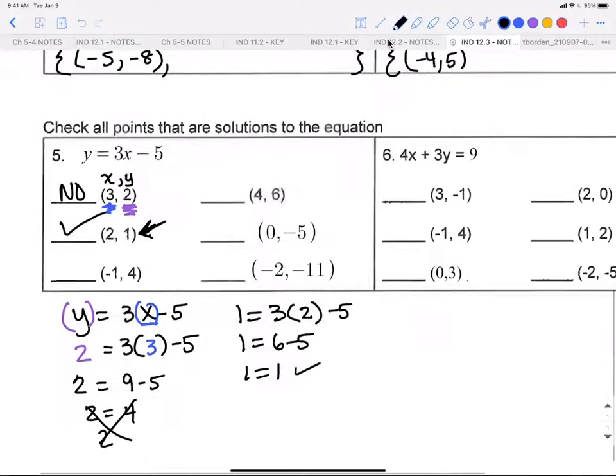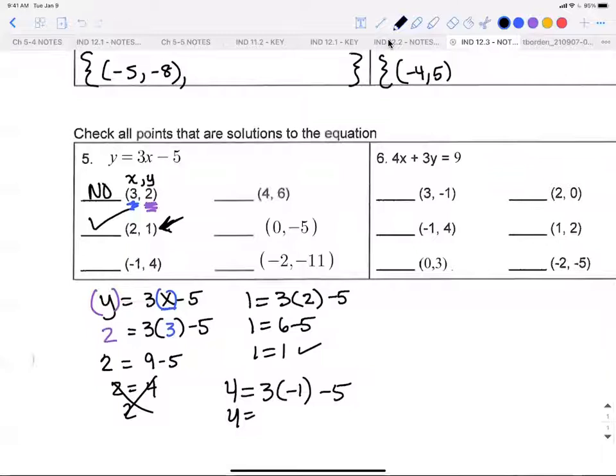And again, there's no shortcut through this. You just have to work all 6 of them and see which ones are true and which ones are false. So for the negative 1, 4, the 4 value is the Y. So it's Y equals 3 times the X, which is negative 1, minus 5. 3 times negative 1 is negative 3 minus 5. 4 equals negative 8. No, that one does not check out because 4 does not equal negative 8.